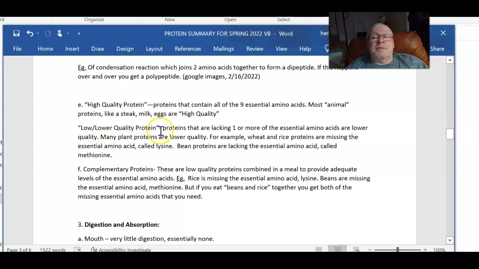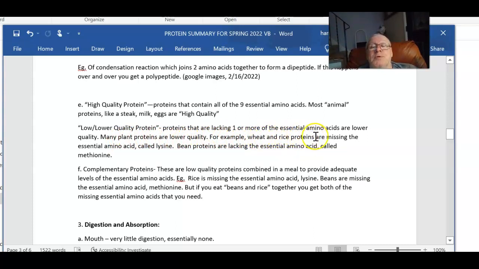Some of the things like vegetables. Vegetables are good for you, but the protein quality isn't necessarily high. It may not contain all of the 9 essential amino acids. It might be missing 1, might be missing 2. I don't know whether you've ever heard about this, but we'll get to complementary proteins in a second. Many plant proteins are lower quality. For example, wheat and rice proteins.